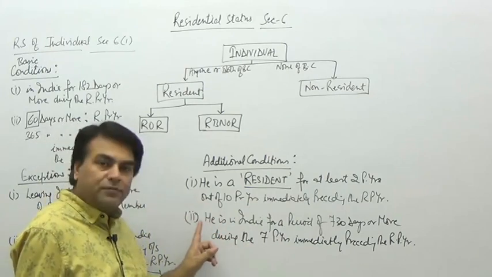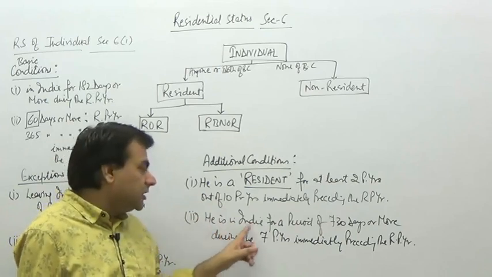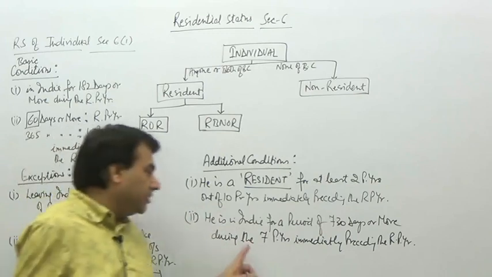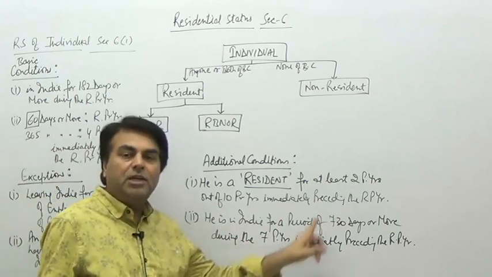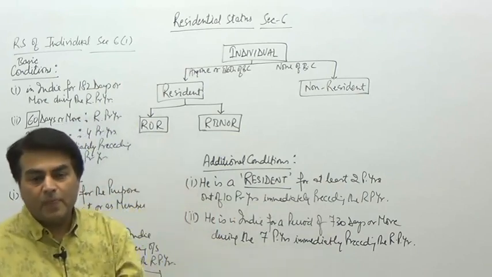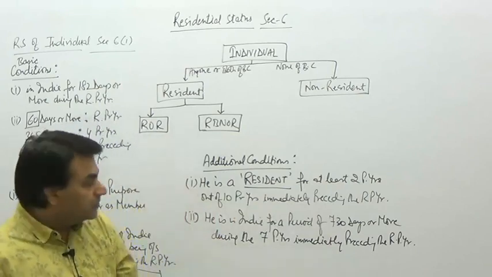Similarly, in case of the second additional condition, he is in India for a period of 730 days or more during the 7 previous years which immediately precede your relevant previous year. Got it? Now please see.